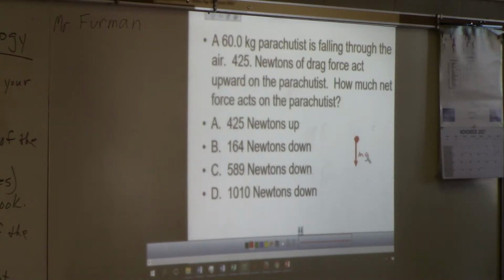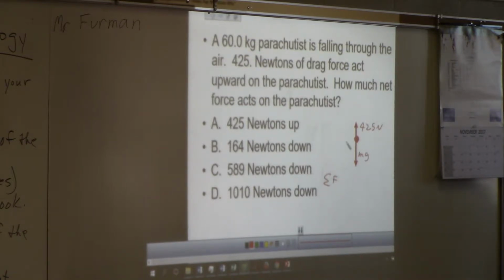Okay, so if he's accelerating down, as most parachutists do, drag force is going to be in what direction? Up, sure. So my upward force is going to be 425 newtons. So how much net force? How do we find the net force for an object? Find the sum. We want to sum the forces.